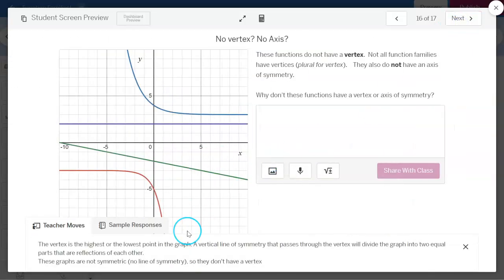And then here, these functions do not have a vertex, and they do not have an axis, and why not? So you could talk about, this graph is going up on the left side, but it's not going up on the right side, so there is no one low point. Lines don't really have symmetry like this. Some people would argue that a horizontal line has symmetry and you could use the y-axis, but you could also use the point up here. I mean, the left side matches the right side, so it's kind of hard to point to one point as the center of that. So have those discussions, encourage conversation. The key is to know what vertex and axis mean.